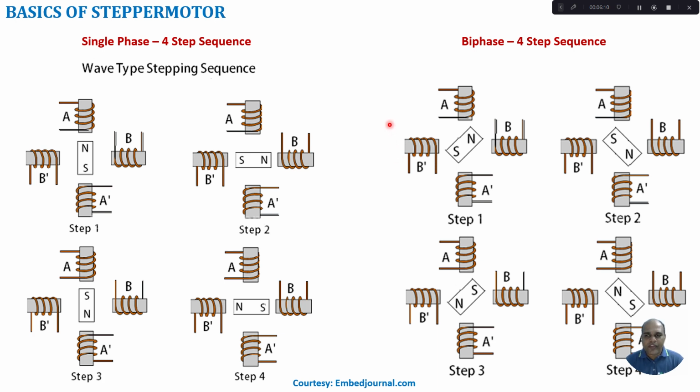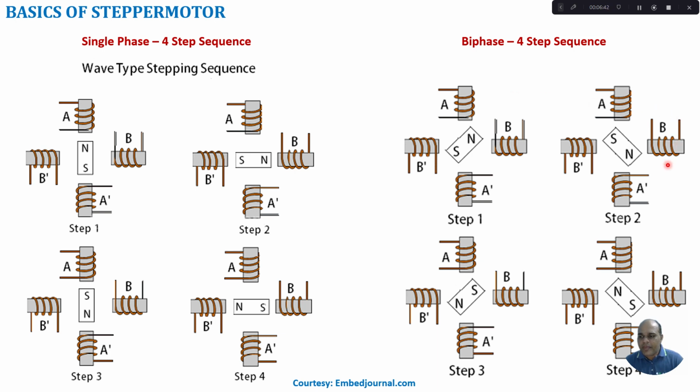The second type of excitation is the biphase 4-step sequence. Biphase means that at a time 2 coils will be excited simultaneously. So here, first let us take coils A and B excited, which means coil A will produce a magnetic field, in the same way coil B will produce a magnetic field, and we will get a resultant magnetic field in between coil A and coil B. So our rotor will get aligned to that resultant magnetic field.